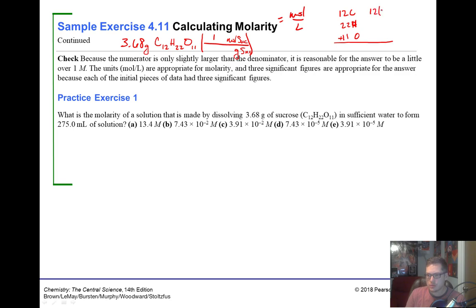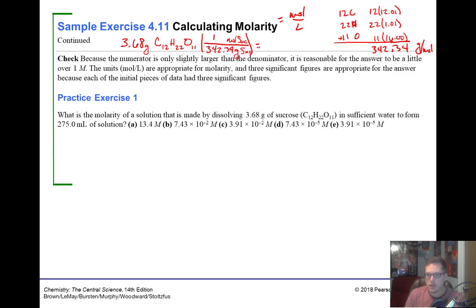So 12 times 12.01 for our carbon, 22 times 1.01 for the hydrogen, and 11 times 16.00 for the oxygen. Put that all in our calculator: 12 times 12.01 plus 22 times 1.01 plus 11 times 16, and we get 342.34. And remember, that's the molar mass, so that's in grams per mole. So we'll put the 342.34 over here.